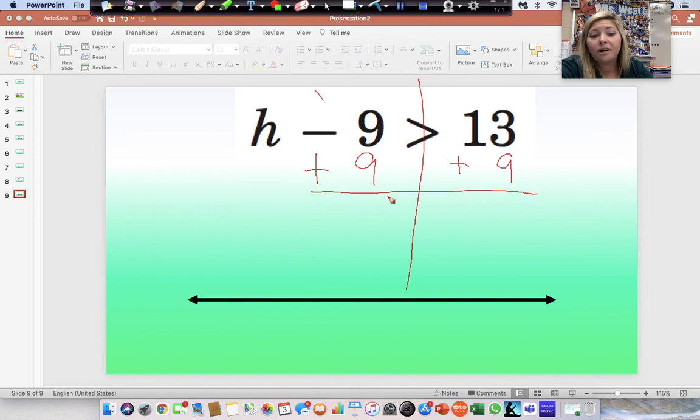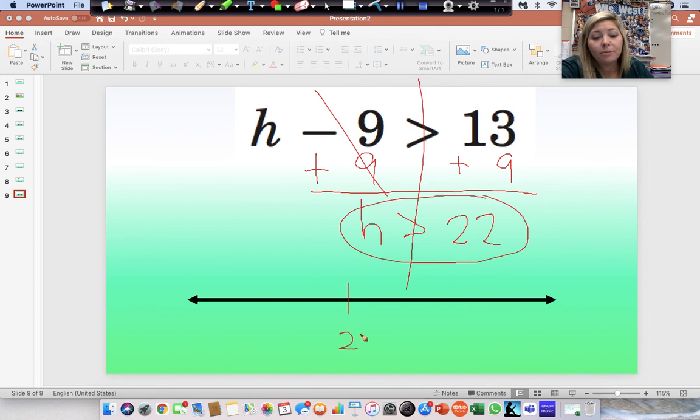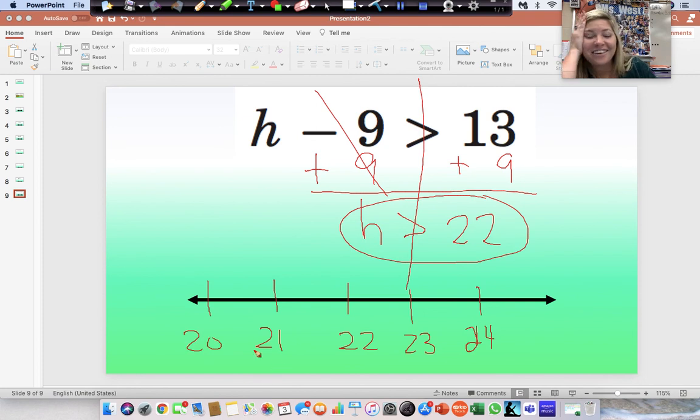We have a 0 pair here where the 9s are going to cancel, and we are left with h. Bring down my greater than sign, and then we've got 13 plus 9, which is 22. So h is greater than 22. So I'm going to put 22 in the middle of my number line. And then we've got 23 and 24. And below that we've got 21. Goodness. And 20. I need to go home and take a nap.